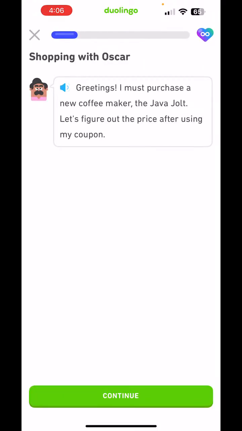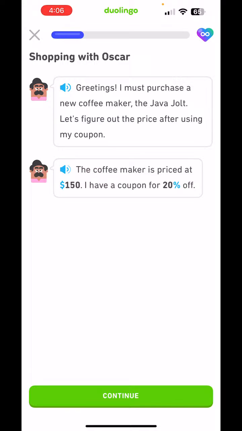I must purchase a new coffee maker, the Java Jolt. Let's figure out the price after using my coupon. Oh gosh, okay. The coffee maker is priced at $150. I have a coupon for 20% off. I bet they're gonna have me do some crazy, ridiculous, unnecessary math.